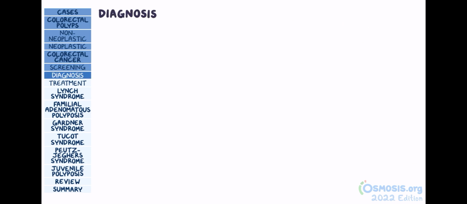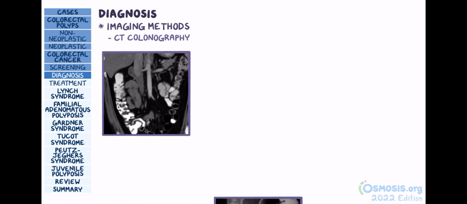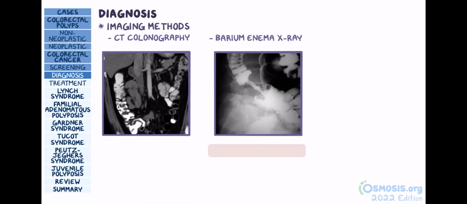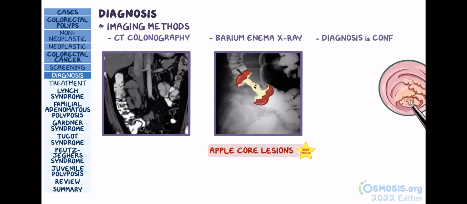Now, diagnosis of colorectal cancer, just like screening of colorectal cancer, includes visualization methods, like colonoscopy and flexible sigmoidoscopy, but it also includes imaging methods, like CT colonography and barium enema X-ray, which might show apple core lesions. But don't forget, diagnosis is confirmed with biopsy.